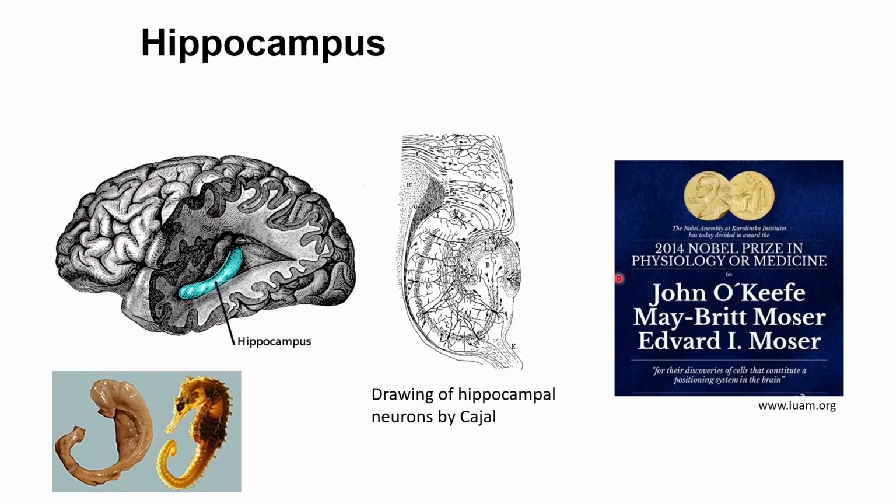In fact, in 2014, the Nobel Prize was given to these three scientists, John O'Keefe, May-Britt Moser, and Edvard Moser, for their discoveries related to spatial navigation, that is, how the brain keeps track of different locations in its environment. They found an important role for hippocampus in creating this spatial map within the brain.